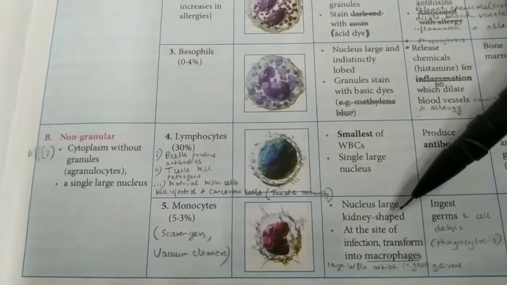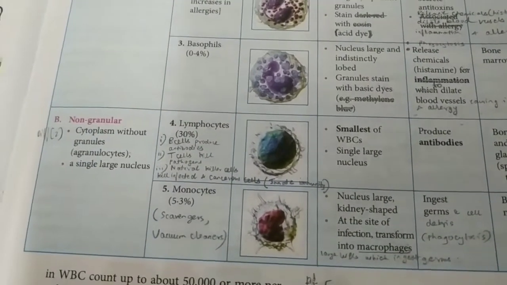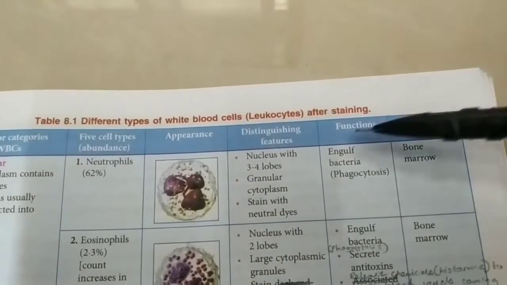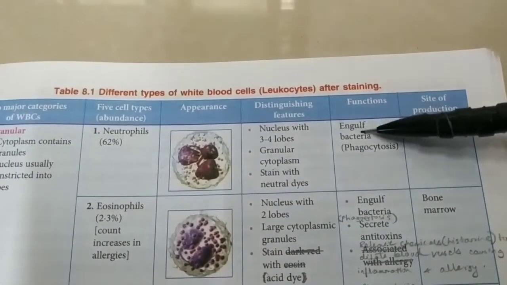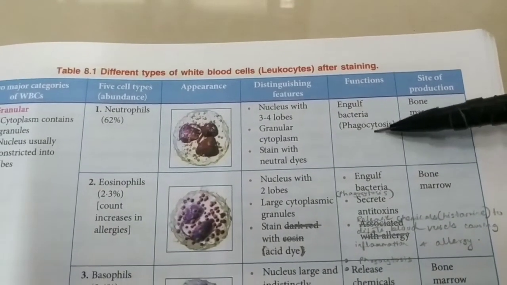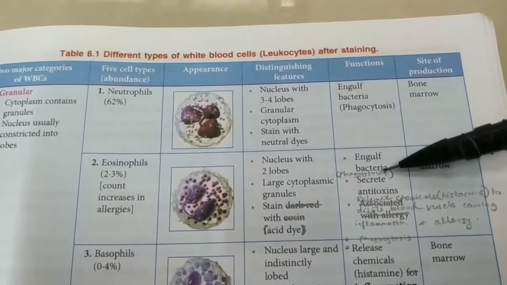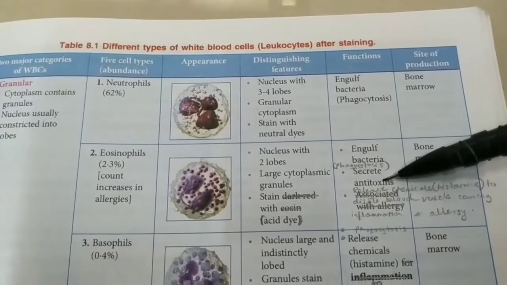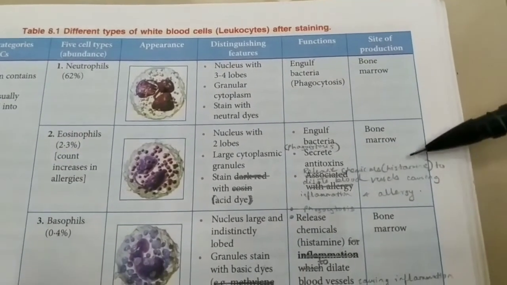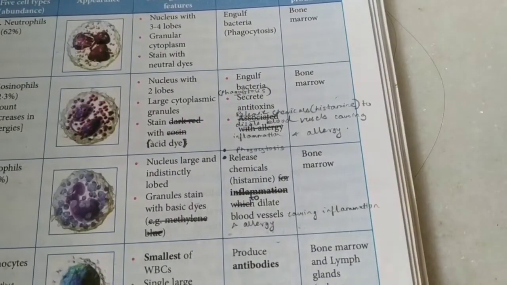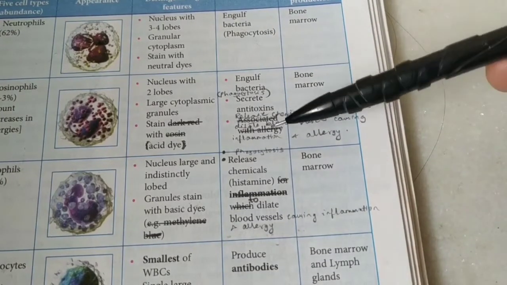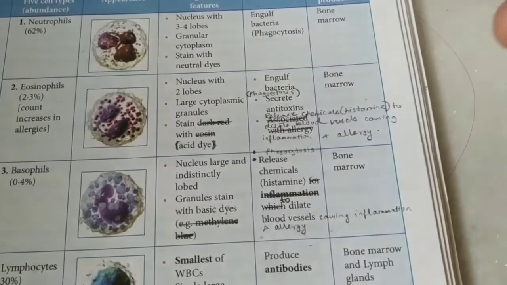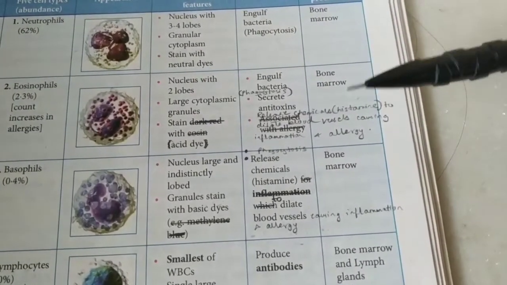Now let's understand their functions. Phagocytosis, that's how neutrophils defeat any foreign cell or object. Eosinophils also do phagocytosis, but they also secrete antitoxins, and they release some chemicals called histamine. The histamines dilate blood vessels, causing inflammation and allergy. So eosinophils are linked with an allergic response in your body.